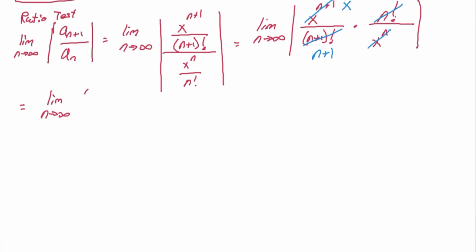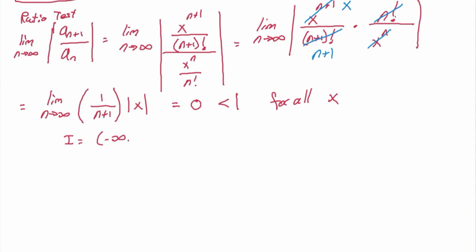Now we have the limit of 1 divided by n plus 1 times the absolute value of x. That limit is going to go to 0, so we have 0 times absolute value of x, which is just 0. And remember, that is less than 1. With the ratio test, that means it converges for all x. So our interval is negative infinity to positive infinity, and our radius is infinity.